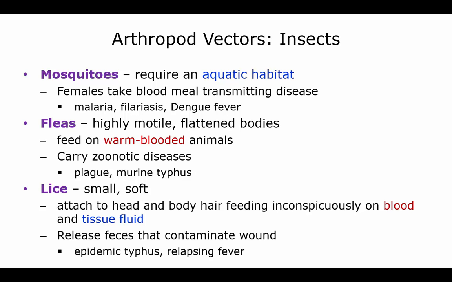Lice are small and soft, and they attach to the head and body hair and feed on blood and tissue fluid, and then release feces in and contaminate a wound, the wound that they make when they feed. This causes endemic typhus.